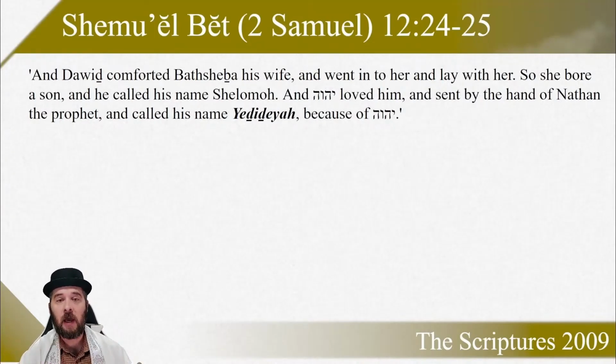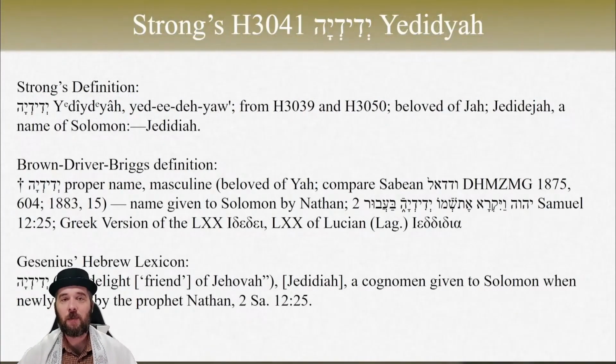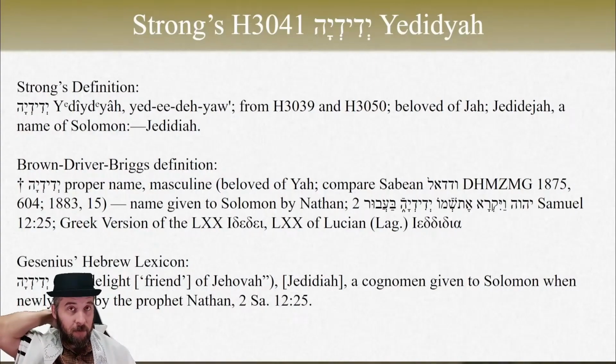Now, the second name, Yedidiah, or Jedediah as in some modern translations, means beloved of Yah, beloved of Yahweh. But it wasn't his actual name. It's more like a nickname. All throughout Scripture, all throughout various writings on it, he's always called Shlomo or Solomon. But Yedidiah comes from Strong's H3041. And again, it means beloved of Yah or beloved of Yahweh. Here is your Strong's definition, Brown Driver Briggs definition, and Josephus's Hebrew lexicon definition for Yedidiah or Jedediah.